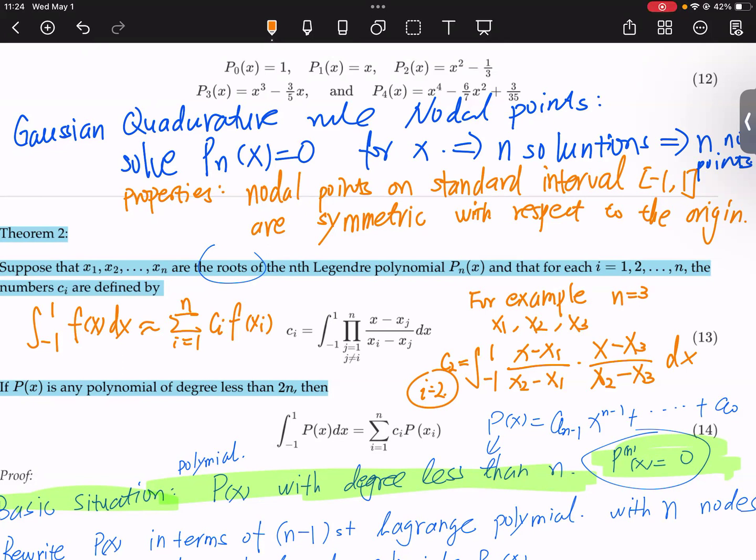Does that make sense? And this is the quadrature rule, the Gaussian quadrature rule. Here, the information units are c_i here and x_i from here. Does that make sense? Any questions so far?